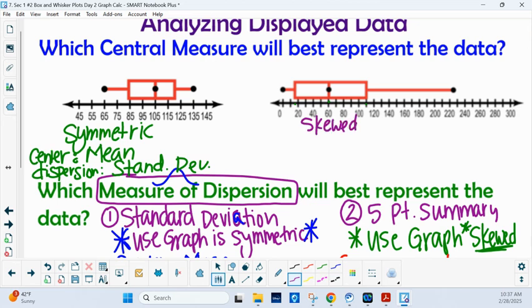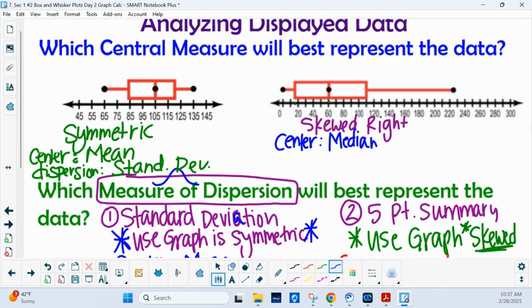Right or left? Where's the long whisker? To the right. Yeah, so I'm going to have you say specifically which way it's skewed. Then I will ask you for the measure of center. If you're skewed, you probably have an outlier. So what measure of center do we need to use? A median on that one.